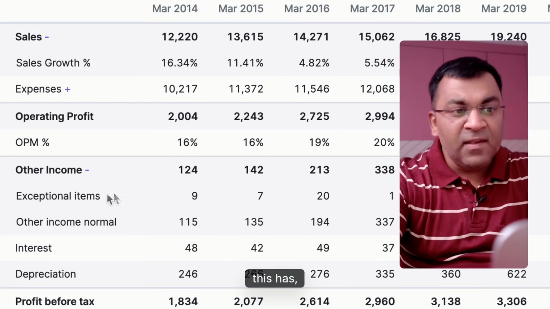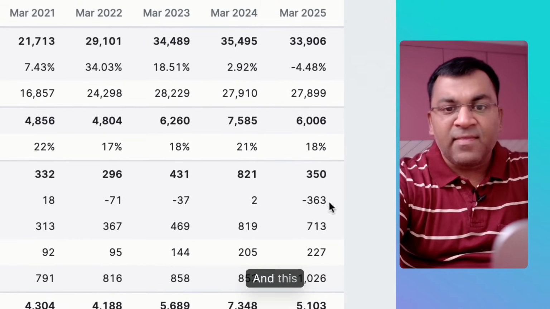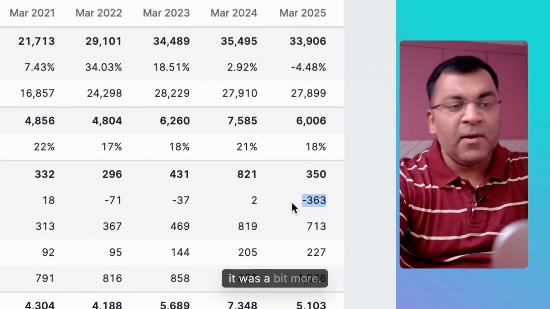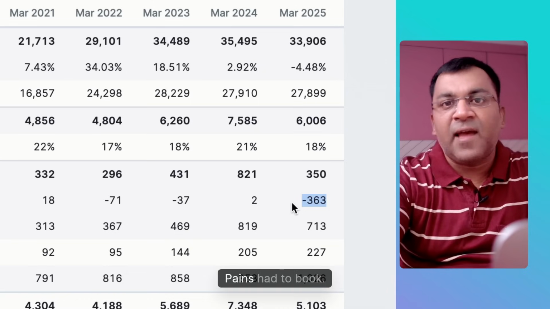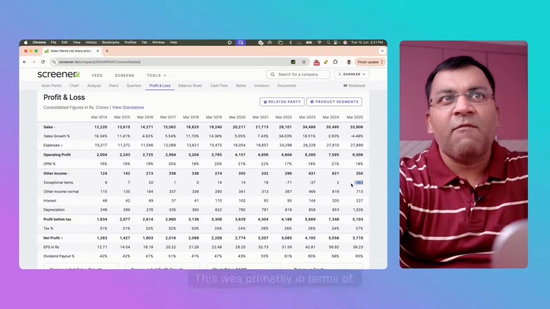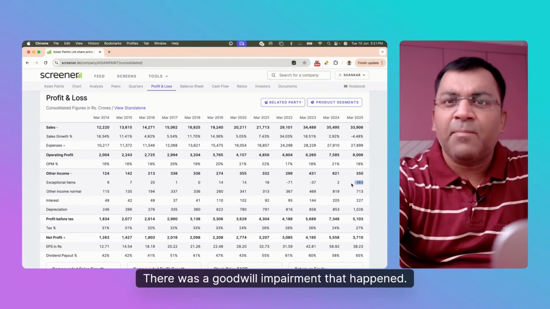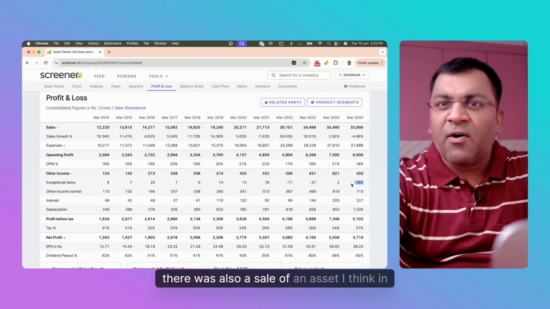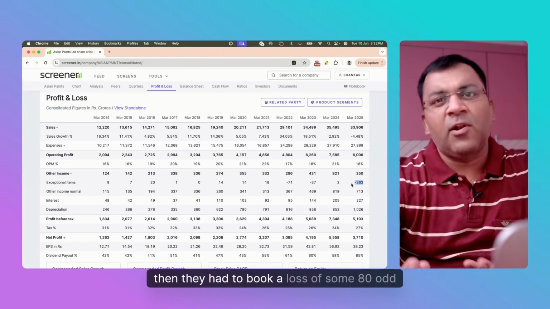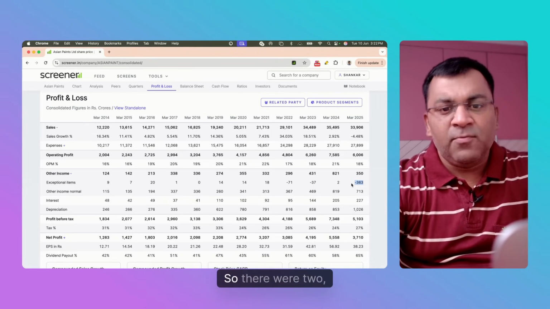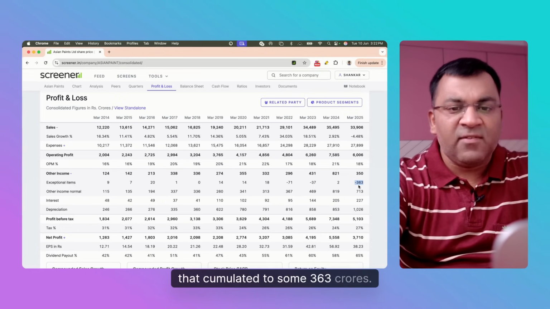Now, there's always been some exceptional item for Asian Paints throughout the years, and in FY25 it was a bit more. It was 363 crores of exceptional losses that Asian Paints had to book. This was primarily in terms of, I think, 3 companies that were involved here. There was a goodwill impairment that happened. There was also a sale of an asset. I think in Indonesia they had sold off one of their businesses there, and then they had to book a loss of some 80 odd crores. So there were 3 of them, if I remember, and that accumulated to some 363 crores.